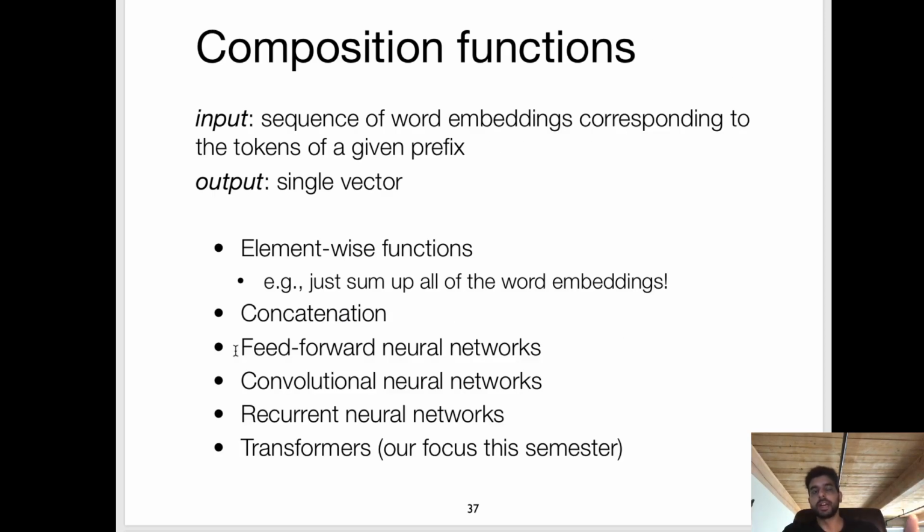And those issues kind of motivate the next class of function, which are more complicated. So we have feed-forward neural networks, convolutional neural networks, recurrent neural networks, and finally transformers. The latter class of model, the transformer, has become the most popular neural network architecture in NLP. And so our focus is going to be on transformer-based architectures for most of this semester.